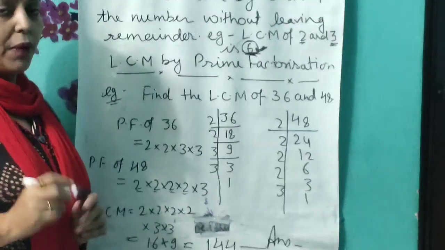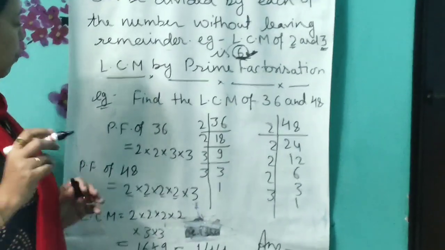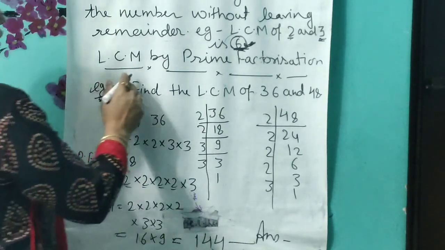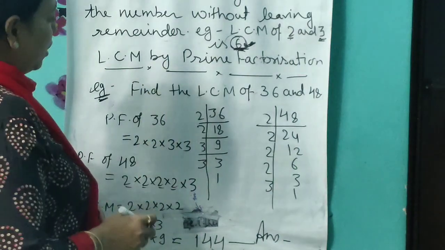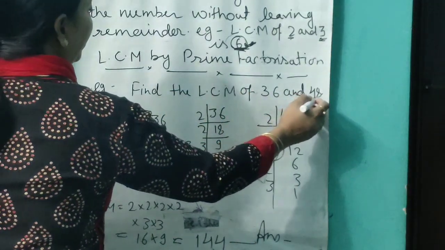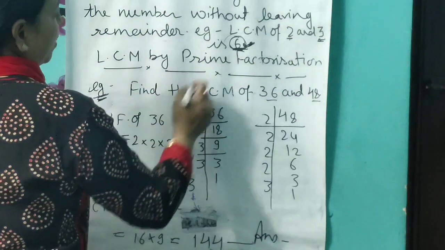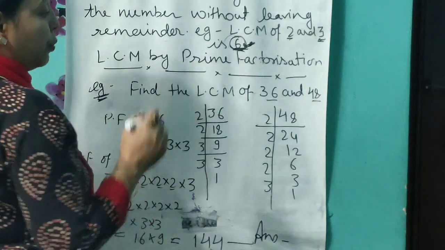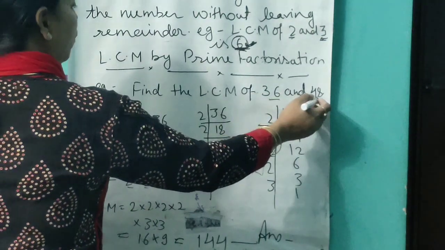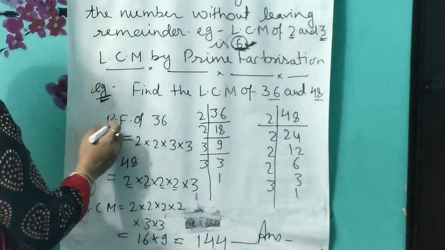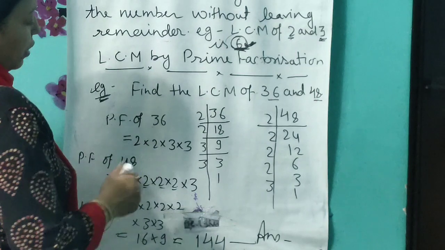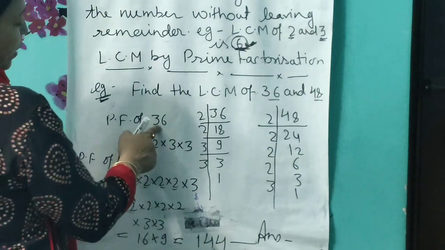How to find the LCM by prime factorization method. So for that, see the example. With the help of the example you will understand how to find the LCM by prime factorization method. Suppose you have to find the LCM of 36 and 48. As the method name suggests, prime factorization, it means you have to take out the prime factors of 36 and the prime factors of 48. So first you find the prime factors of 36, which you have learned in the previous classes.